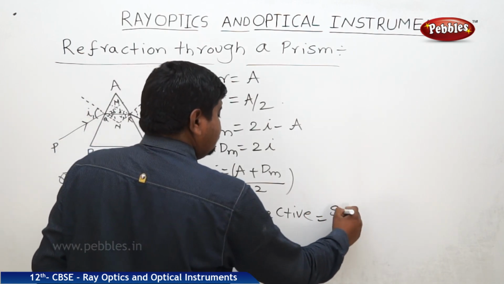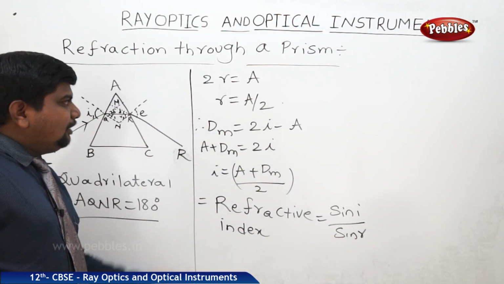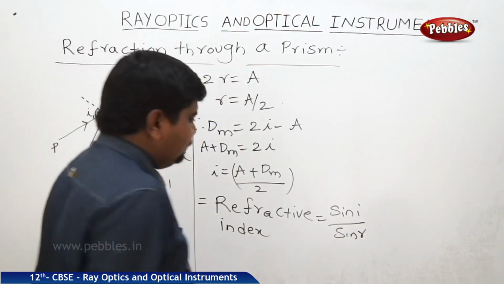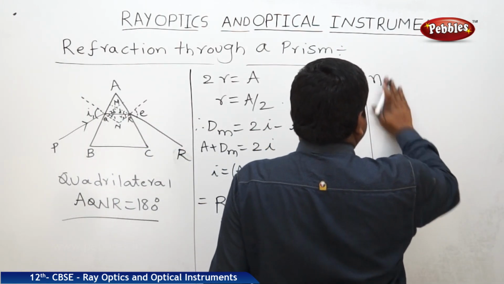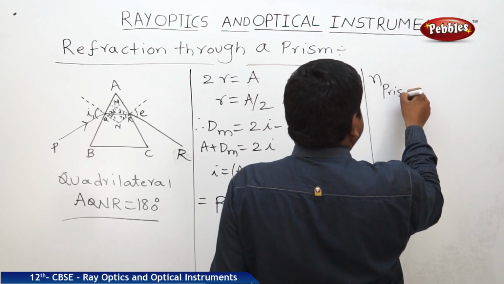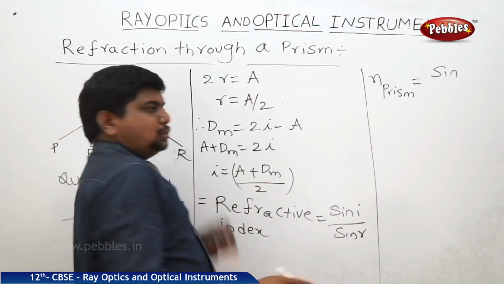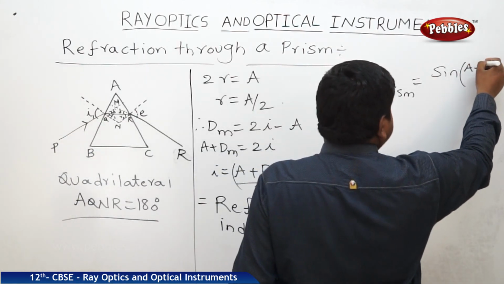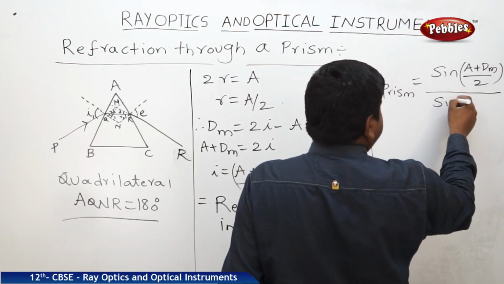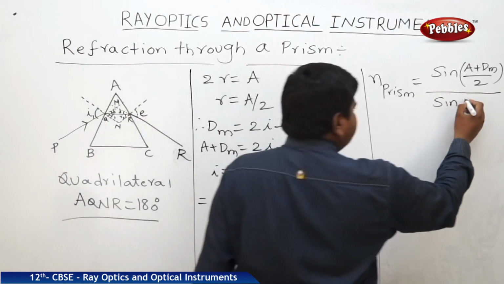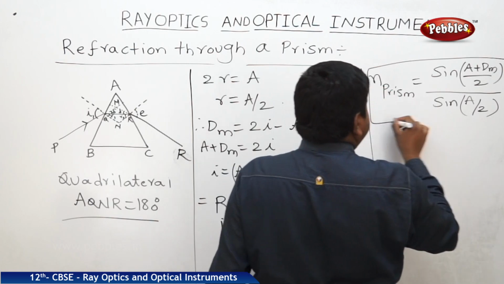is equal to sin I by sin R. So we have the I value, we have the R value, we are going to substitute. For n, the refractive index of the prism, we can write: refractive index of the prism is equal to sin of, what is I? (A plus dm) by 2, whole divided by sin R. What is R? A by 2. Where dm is the angle of minimum deviation.